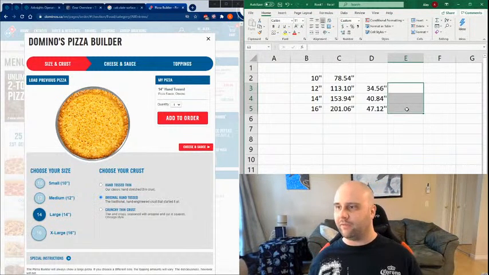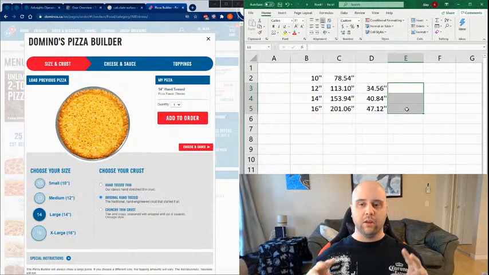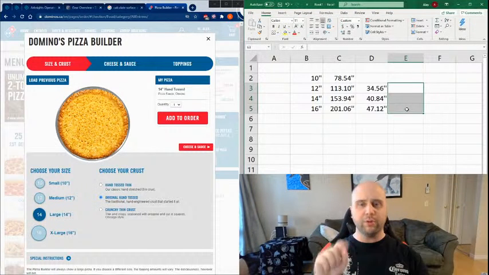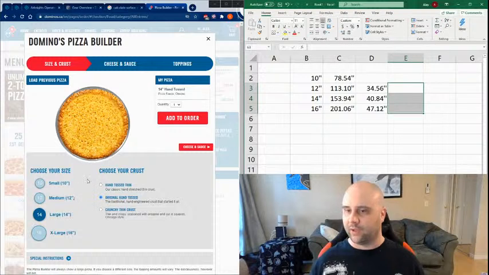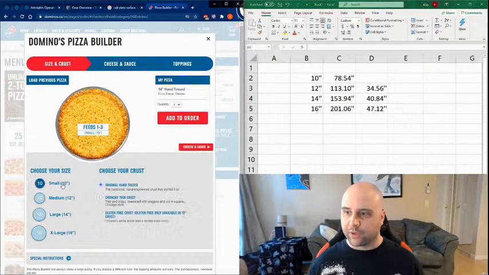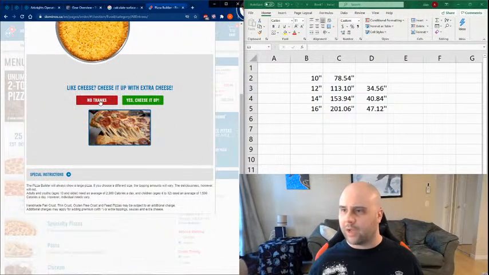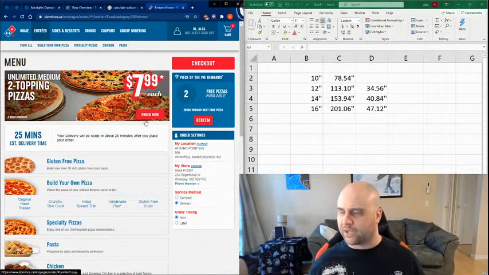Now pricing can vary. So let's start with the very basic. Just a cheese pizza, no deals, no coupons, no specials. Let's see if you should order a bigger pizza. All right, so we're gonna start with the small. Original hand toss. Gonna go simple as possible, cheese and sauce. Okay, cool. Toppings? No, don't care. We're gonna go no toppings, no extra cheese. We're going very basic. We're gonna add it to the order. Let's see what it comes up.